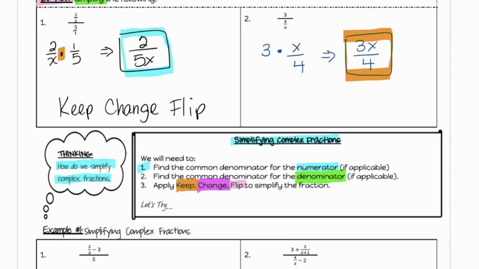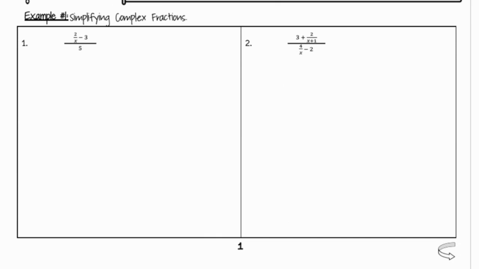So let's take a look at 2 problems. So let's highlight first the numerator and the denominator. That way I'm focused on the numerator first. So the first thing I'm going to ask myself is, let me just rewrite my numerator. Okay, so this is my numerator. What I want to do is find a common denominator.